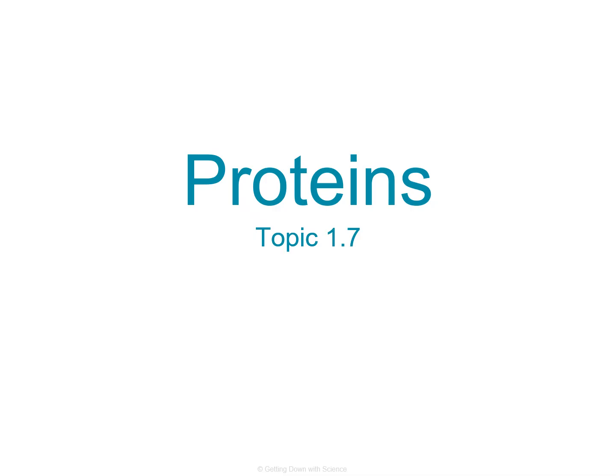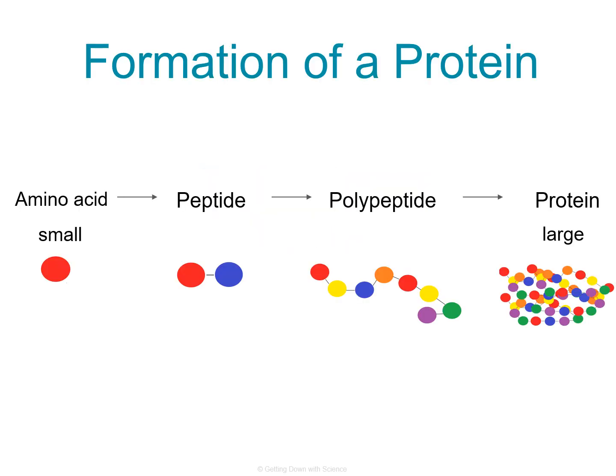All right, so now we're moving on to proteins. Proteins are formed starting with amino acids, and then we make a peptide bond, and then we make a polypeptide, and then our protein, which is our largest of all of them.